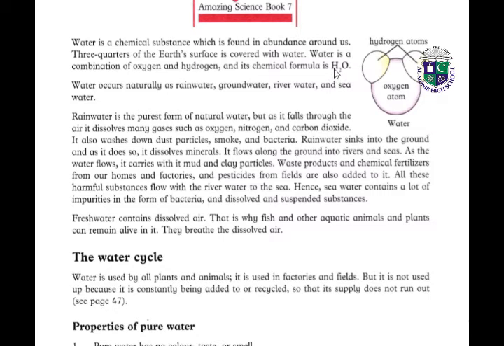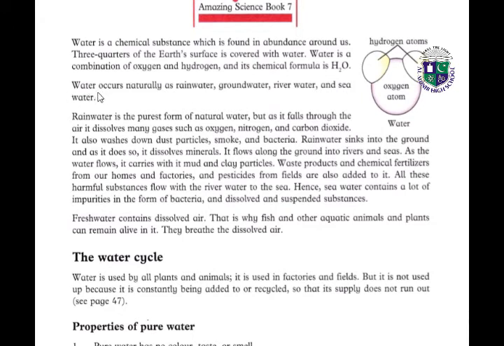H represents the hydrogen and O represents the oxygen. So water is a combination of oxygen and hydrogen, and also we have its chemical formula, which is H2O. So water is a chemical substance and three-quarters of the earth's surface is covered with water.